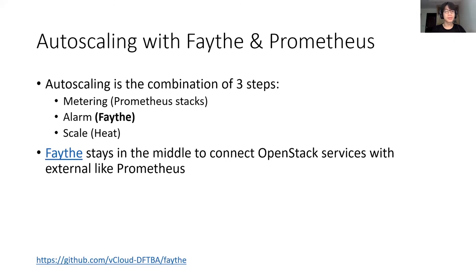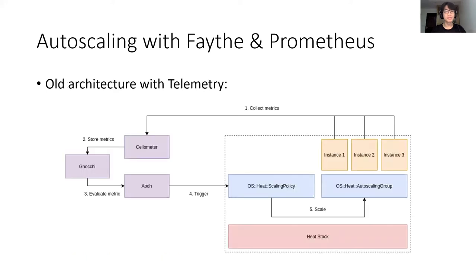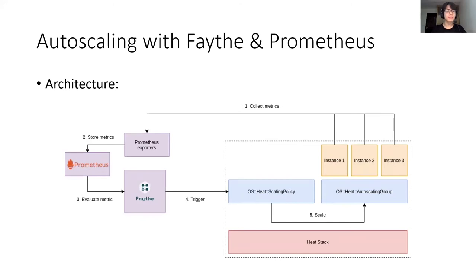So the old architecture with Heat and telemetry will move to the new architecture with Prometheus, Prometheus exporters, and Faythe. So how it works: Prometheus collects and stores metrics from a set of Prometheus exporters. In OpenStack, we use OpenStack SD config to auto add or remove instances by querying OpenStack. We add labels and query the OpenStack instance list using instance metadata. Basically, we add metadata to instances, and based on that metadata, we add a new label to metrics.